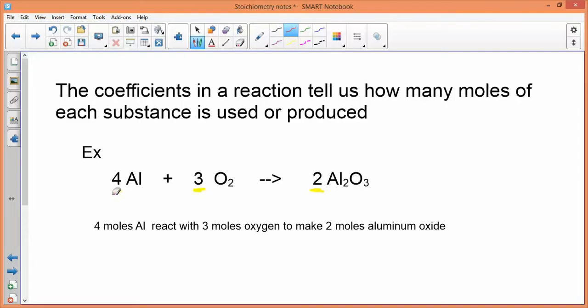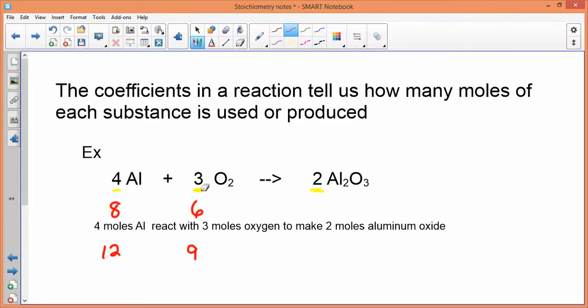Therefore, if I had 4 moles of aluminum, I would need 3 moles of oxygen to react with that aluminum in order to use it all up. If I had 8 moles of aluminum, then I would need 6 moles of oxygen. If I had 12 moles of aluminum, then I would need 9 moles of oxygen. It's always the same ratio, a 3 to 4 ratio.